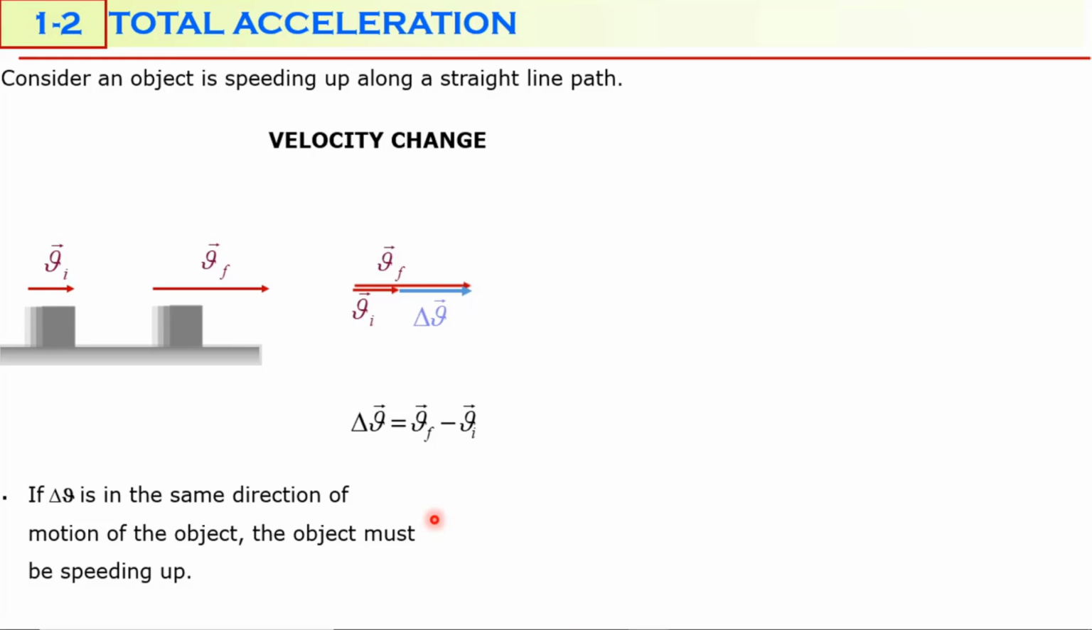So if velocity changes like this, can I get acceleration? Yes, I can, because I know the definition of acceleration. Acceleration is defined as delta V over delta t. If you divide a vector by a scalar, you get another vector, but these two vectors are always in the same direction. Later we will learn that if you multiply a vector with a scalar, again these two vectors will be in the same direction.